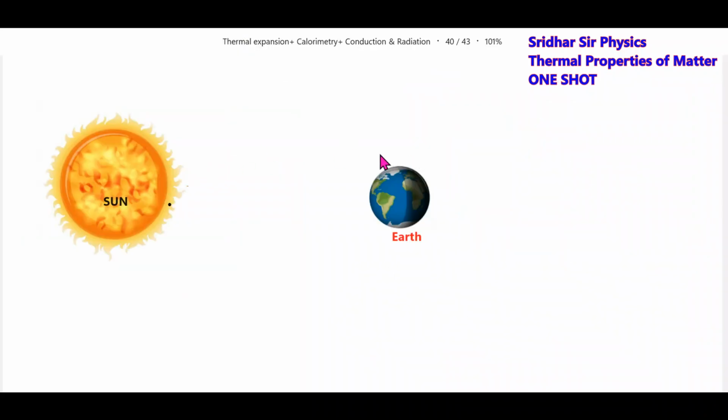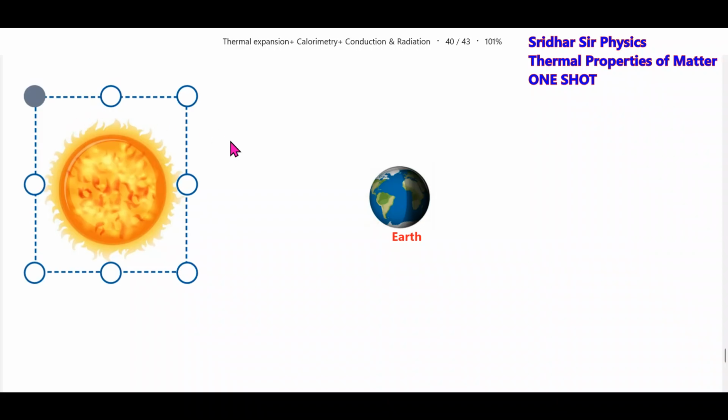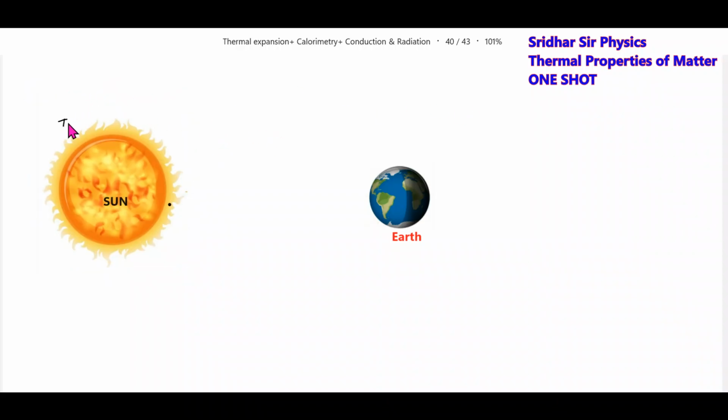We'll discuss how to calculate the surface temperature of the sun. Temperature of the earth, let it be T. They are separated by a distance x. Here I'll show it: the distance from the sun to the earth, let it be x. Let the radius of the sun be Rs, and the radius of the earth, let it be RE. And the temperature of the earth, let it be T. Temperature of the sun, this one.